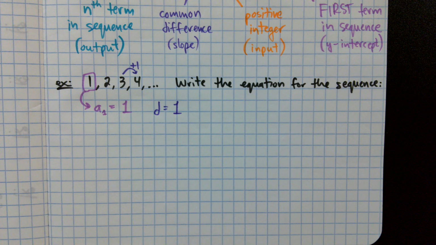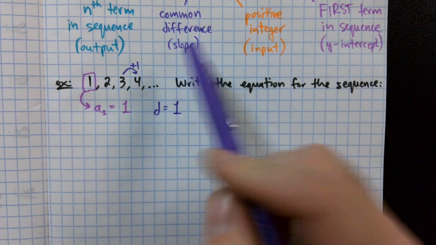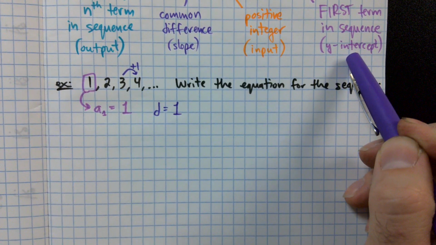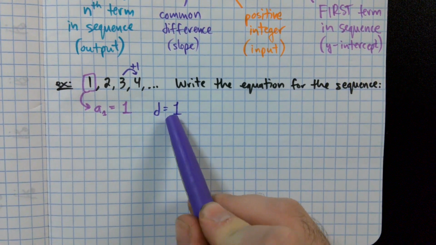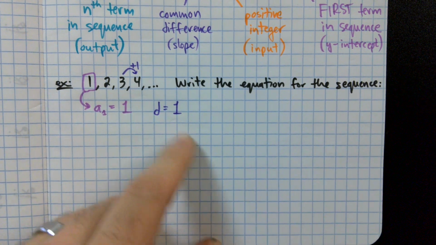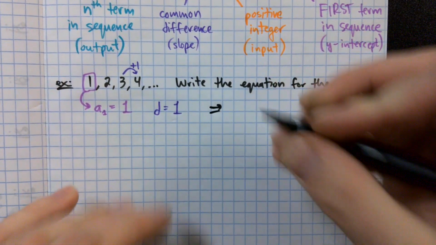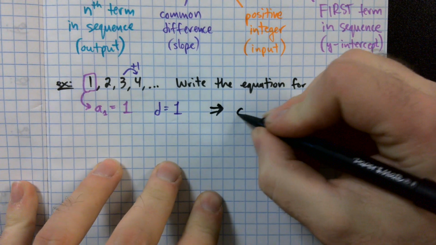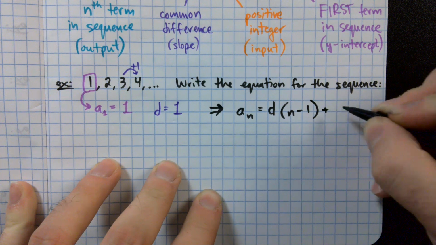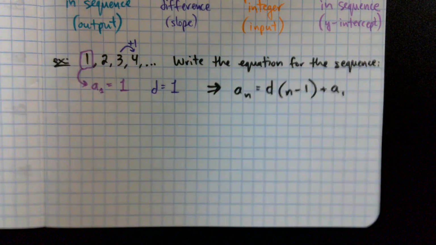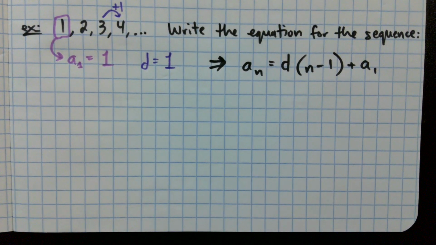Now, when we were writing an equation in slope-intercept form, we needed to know two things: the slope and the intercept. Well, here, common difference is my slope, and the first term in the sequence is my y-intercept. So if I know my b and I know my m, now I can write the equation. We're going to take our formula, a sub n is equal to d times n minus 1 plus a sub 1, and plug in what we know, which is a sub 1 and d.